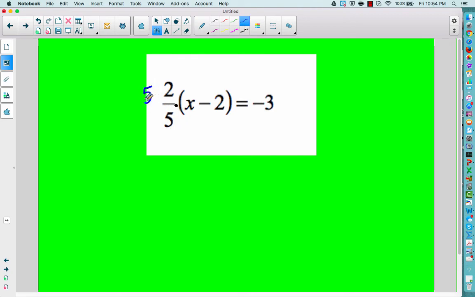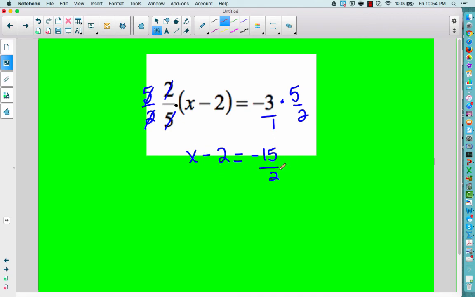So I can get rid of the 5/2 by multiplying both sides by the reciprocal. When I multiply both sides by the reciprocal, this cancels and I'm left with x minus 2 equals. Now, these don't have anything in common to simplify, so I have to just multiply across, and I'm going to get negative 15 over 2. Now I'm in a really good place to clear the fractions.